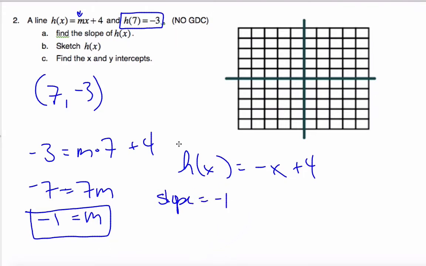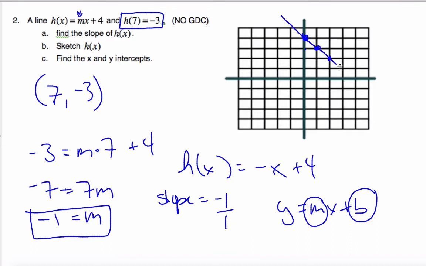So now I want to sketch it. Well, you guys all love to use this form here to sketch lines, because I have my slope, and this is my y-intercept. So my y-intercept is 4. Count that out. 1, 2, 3, 4. Here's my 4. And then I count the slope. I rise negative 1. Rise negative 1 means I go down. And I go to the right 1, because it's negative 1 over 1. Rise over run. Make a dot. Can do it again if I want. And then I connect the dots. And there is h of x.